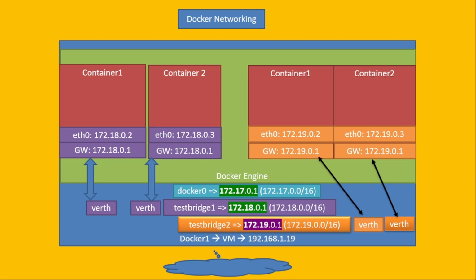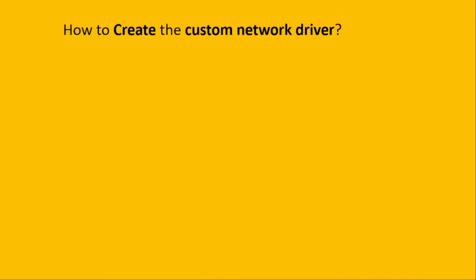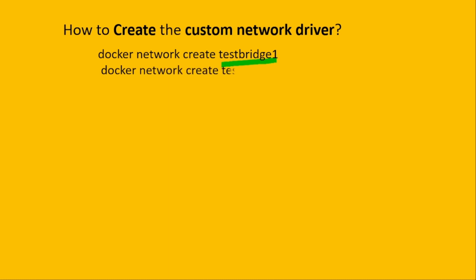highlights here. So what is custom bridge network? So how to create the custom bridge driver first? So the command is very simple. Docker network create test bridge one. So here we can say Docker network create and then your custom bridge network name. So in our PPT, we created two custom bridges, test bridge one and bridge two.